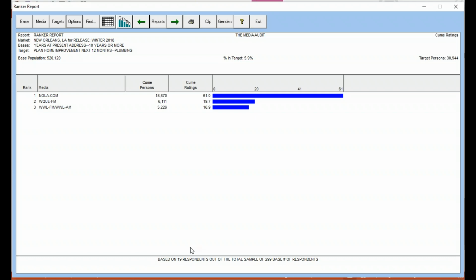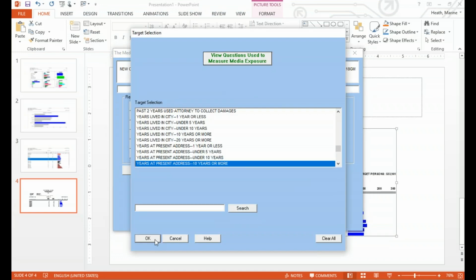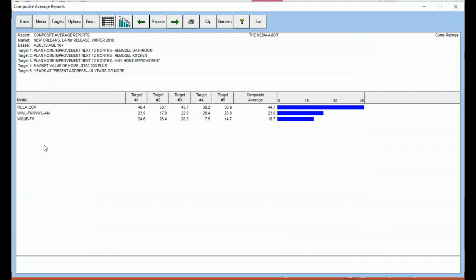So maybe what I want to do is not layer things together and narrow it down using bases. Maybe I'm okay with seeing the individual performances of these 3 different, the website, the 2 radio stations for a bunch of different things. Like, here I did remodel bathroom, remodel kitchen, home improvement. The composite average, what it allows you to do is to show more than one target.